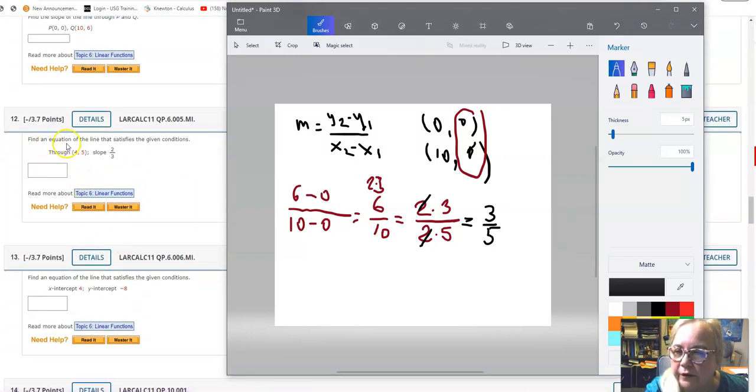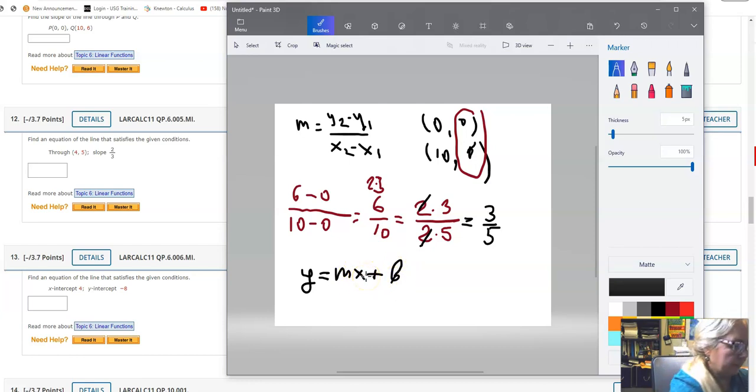Find the equation of the line that satisfies the given conditions. The equation of a line, when you know the slope, is y equals mx plus b. This is the slope-intercept form. So what do we have here? We have a slope of 2/3, and we don't have b. There are two options here. You have a point, so the point (4, 5). 5 is y, slope is 2/3, multiplied by 4 for x, plus b.